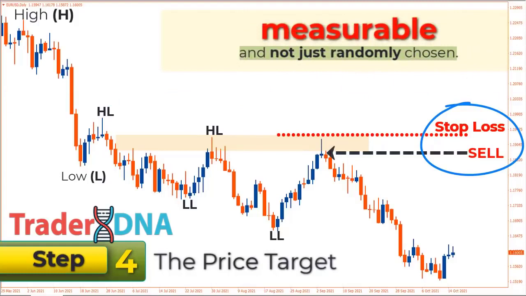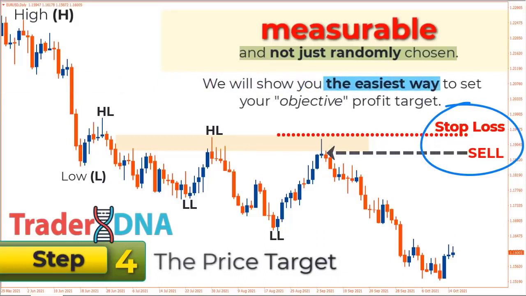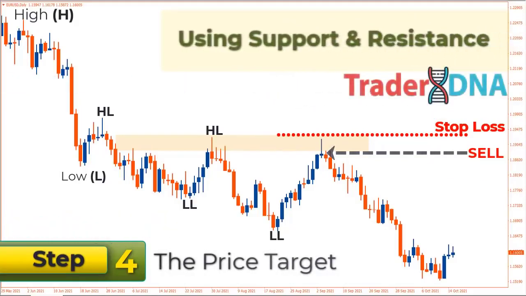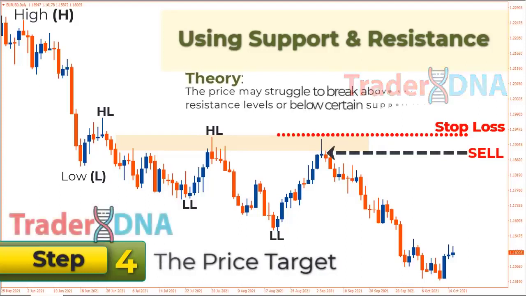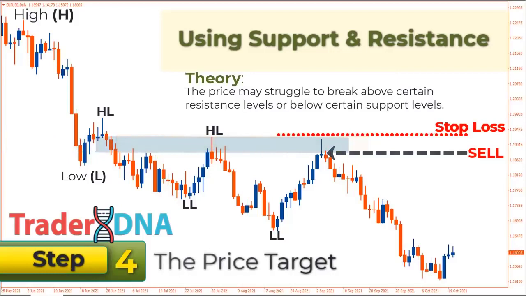There are countless ways in which you can set your profit target using technical indicators and other tools. We will show you the easiest way to set your objective profit target. Using support and resistance to set profit targets. Support and resistance is a powerful concept used by traders to read and interpret price action. It is based on the theory that the price may struggle to break above certain resistance levels or below certain support levels. You can use this to determine profit levels.